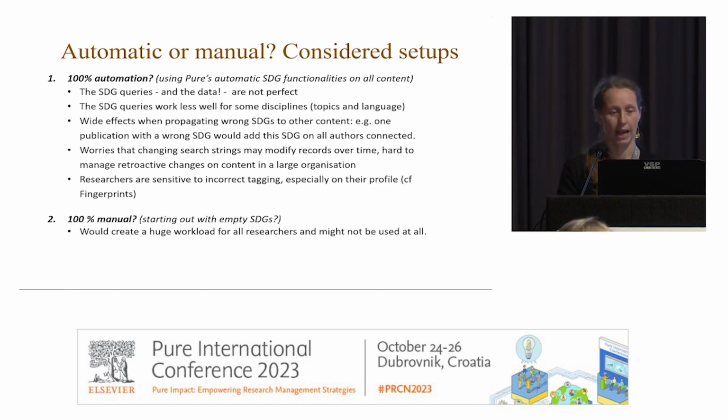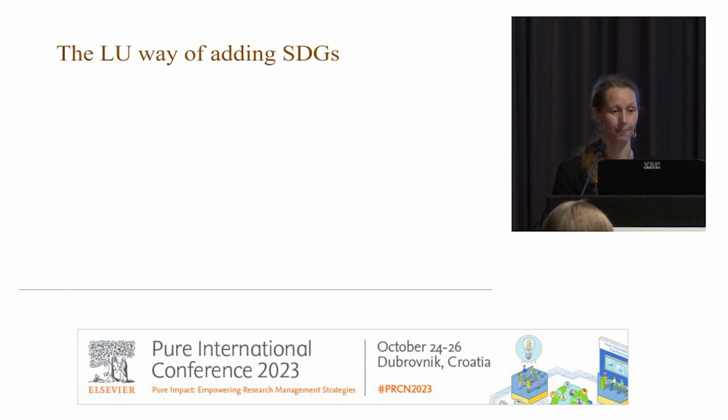What about manual adding? Well, that means that 10,000 researchers will go through their profiles and their research outputs and their projects. We're not going to even delve into that. It's not going to happen. So we had to find something in between.